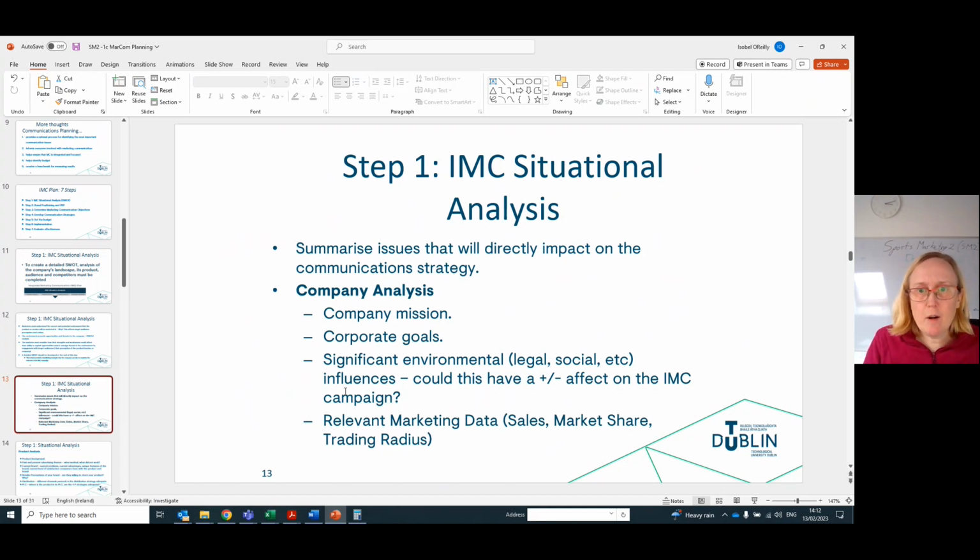Then significant environmental influences, could these have a positive or negative effect on the campaign? So your PEST analysis comes in there. Relevant marketing data, so all that internal stuff, industry reports, anything like that, market share, sales, trading radius, all that.